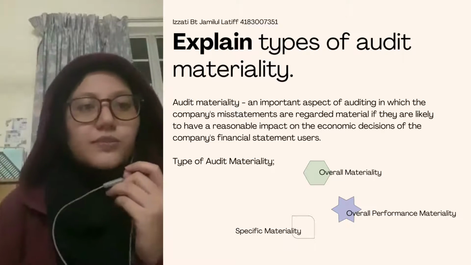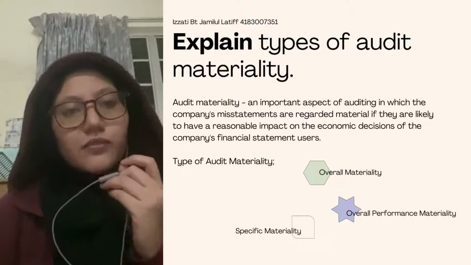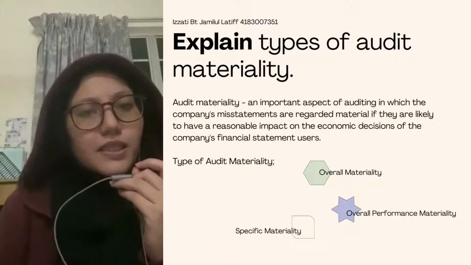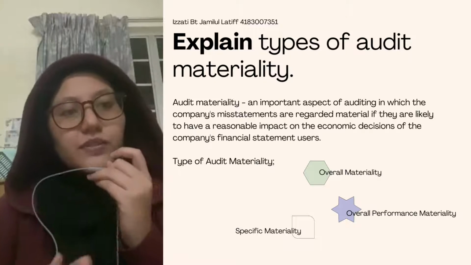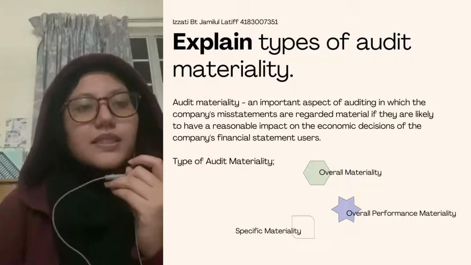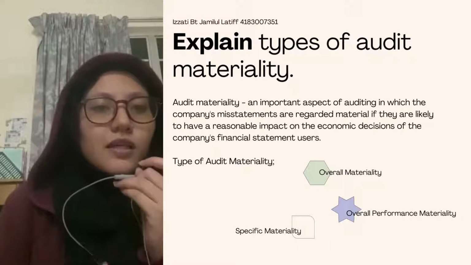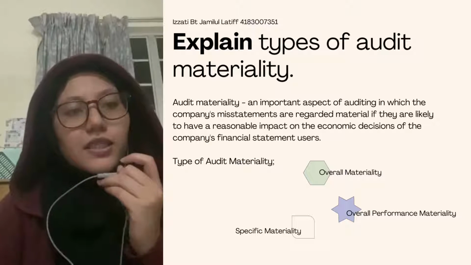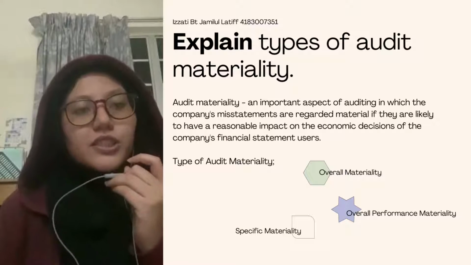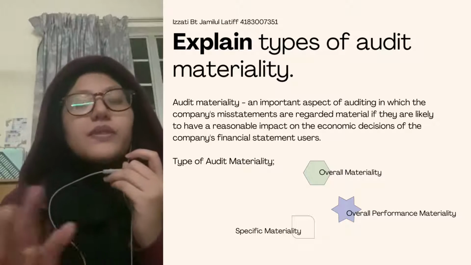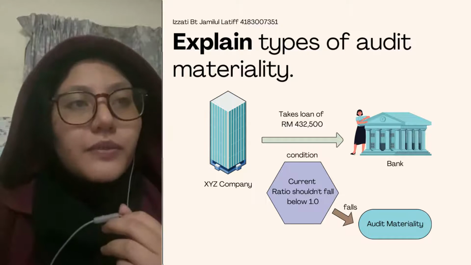Last but not least is specific materiality. The materiality level selected to discover likely misstatements is referred to as specific materiality. This may exist in various regions of the organization, for specific types of transactions and for account balances that may influence the economic decisions of users of the company's financial statements. Now we can see an example of audit materiality.